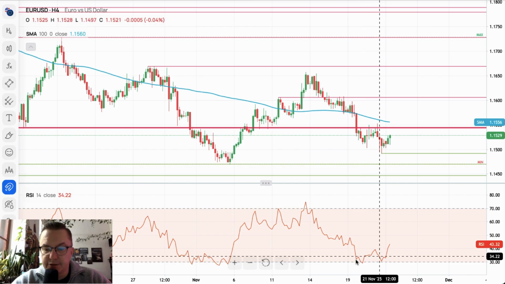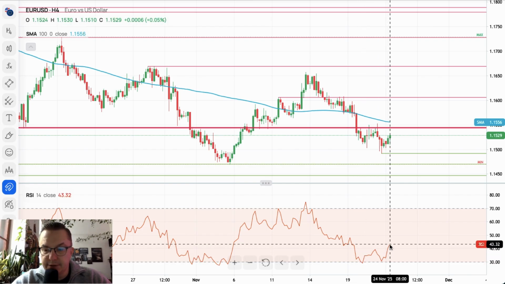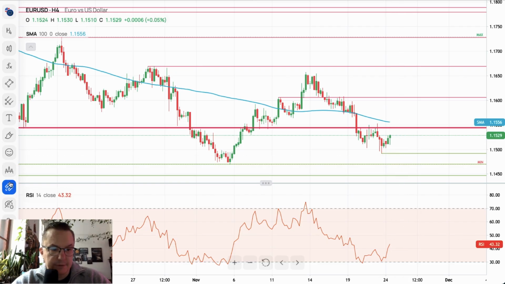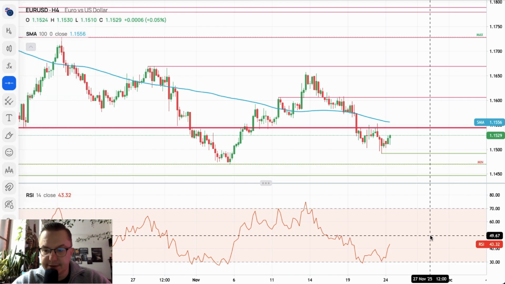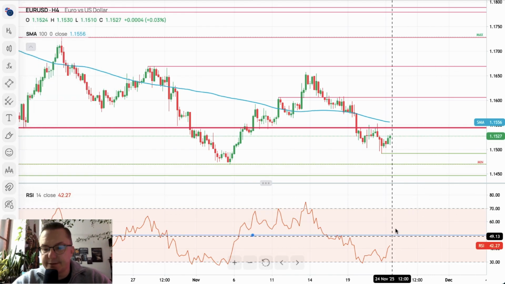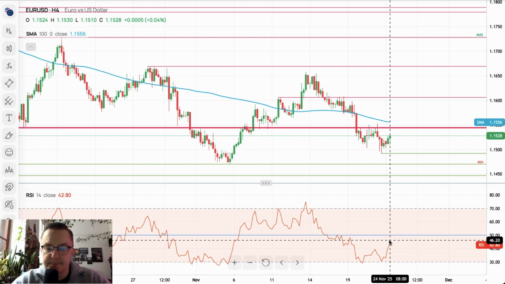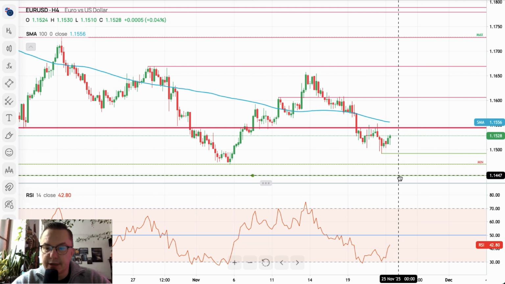The momentum is trying to bounce from the extremely oversold conditions. Right now it's 43 points, so it's not that bad. We are getting closer towards the level of 50. Let me just place a line for the level of 50 so you guys can see. So this is roughly around here, but it is still a little bit below the RSI level, right? So we still need to wait for the movement to the upside.